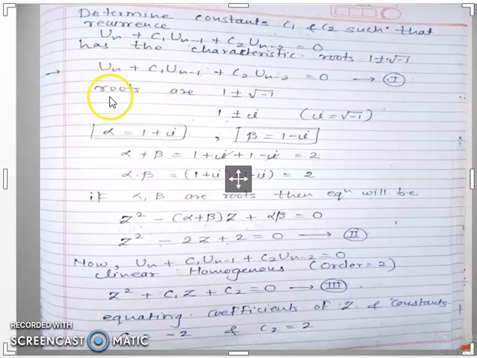Then the given roots of this equation are 1 plus minus square root of minus 1. Square root of minus 1 is also called iota, denoted by the symbol i. Therefore we write 1 plus minus i, because i is equal to square root of minus 1. Therefore the two roots of this equation are: first root alpha is equal to 1 plus i and second root beta is equal to 1 minus i.